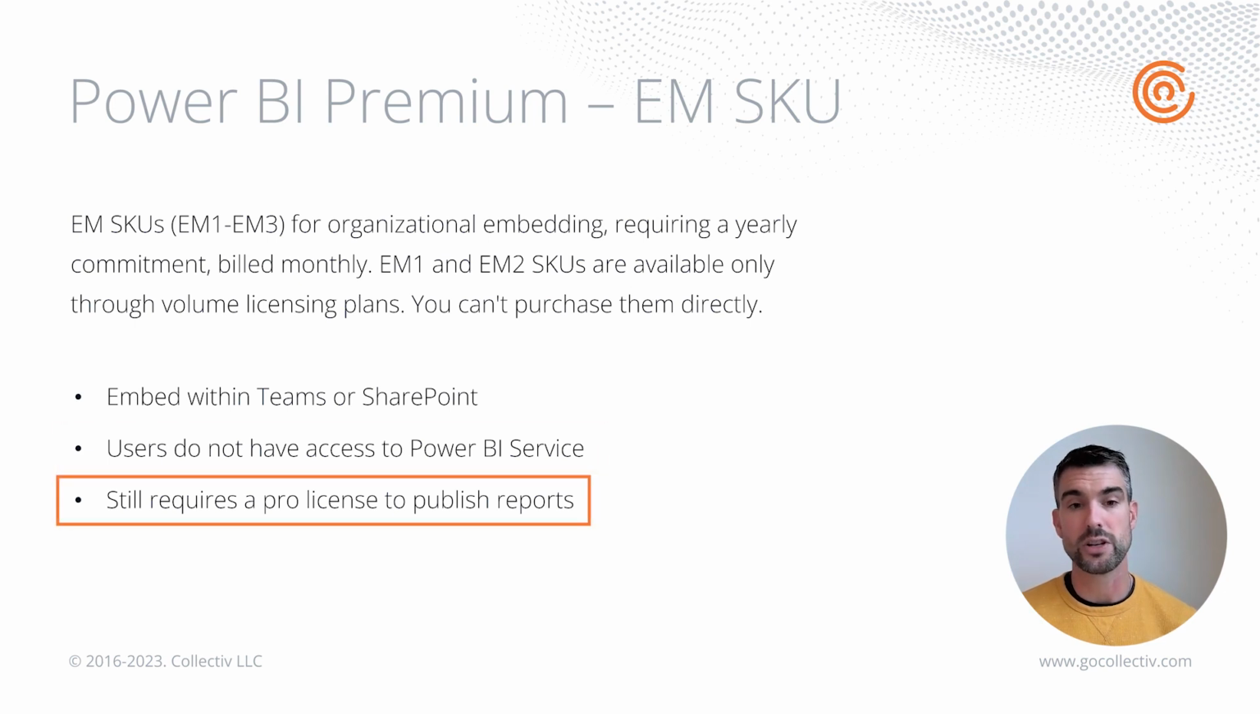So essentially, if I use an EM SKU, it's more so to keep my reports inside of Teams and SharePoint rather than having them go into Power BI service and access them in that way. Keep in mind, this still requires a Pro license. Even though my end users are accessing these reports inside of Teams or SharePoint, you're still going to need an individual or set of individuals who are going to have Pro and are going to publish these reports up to the Power BI service that can then be embedded inside of Teams and SharePoint.